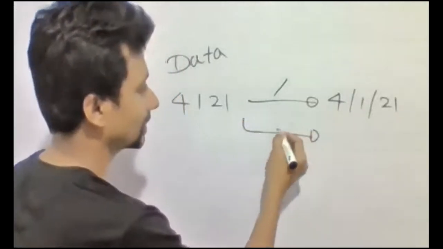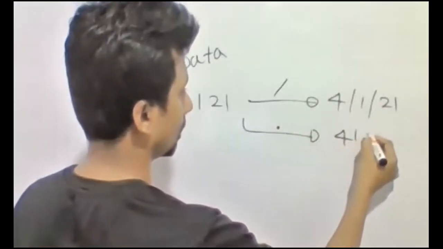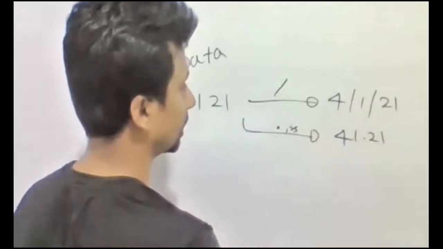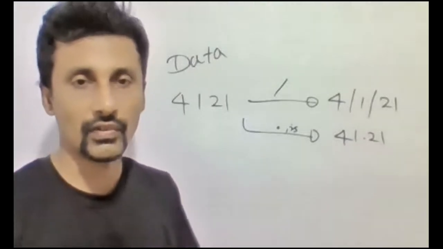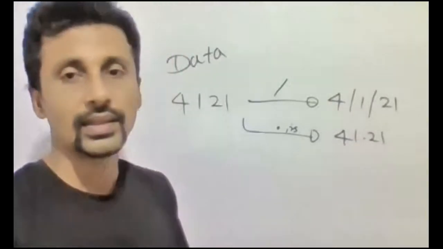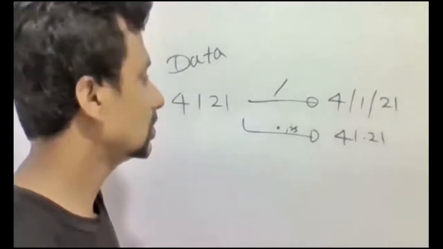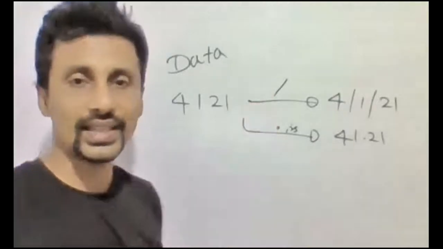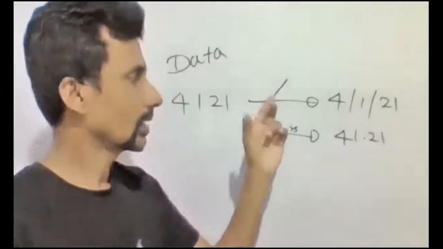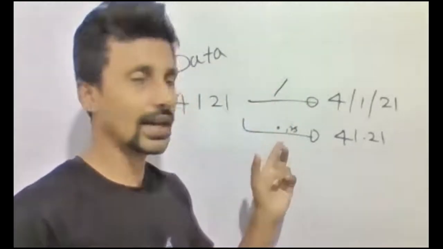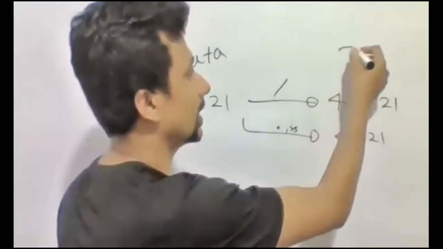I'm doing another type of process. I'm going to put this decimal place, and with the Rs., 41.21 rupees. Right? So same data, but I used different processing techniques. I used a slash there, and here I used Rs. and a decimal place. So you got different information.